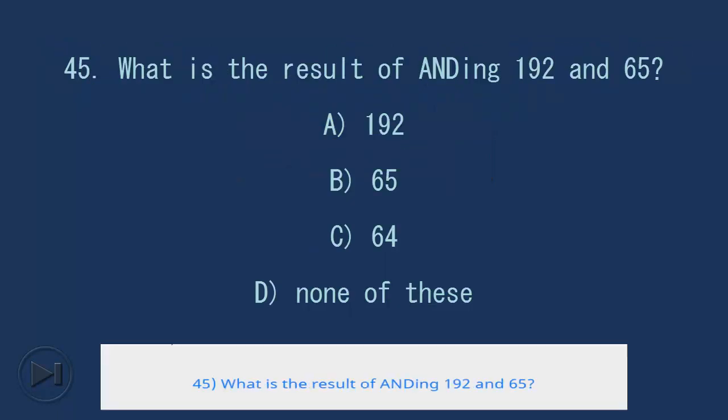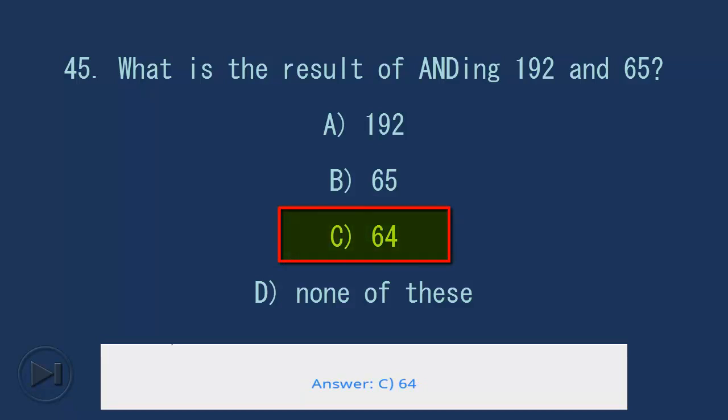45. What is the result of ANDing 192 and 65? A, 192. B, 65. C, 64. D, none of these. Answer, C, 64.